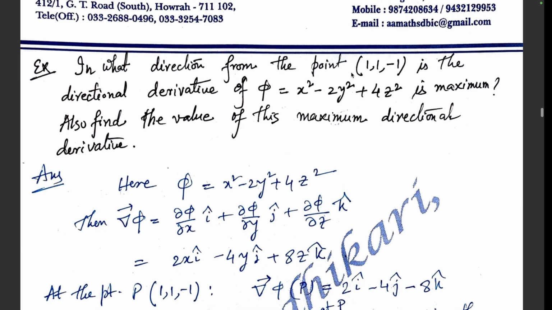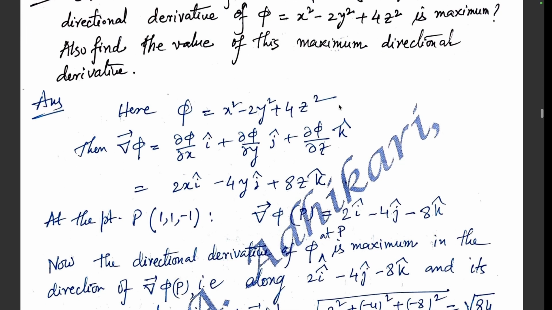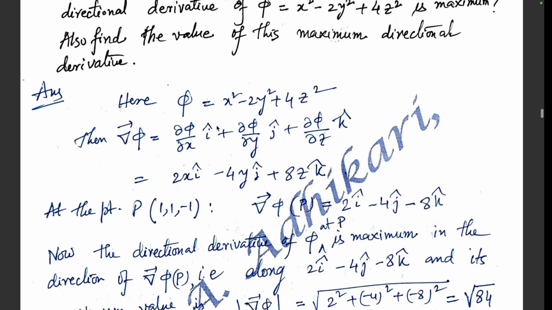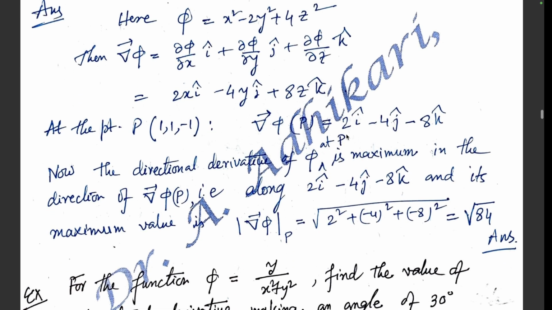In what direction from the point (1, 1, -1) is the directional derivative of phi maximum? Also find the value of this maximum directional derivative. Here phi is equal to this, grad phi is this. At the point P (1, 1, -1), grad phi at the point P is this.